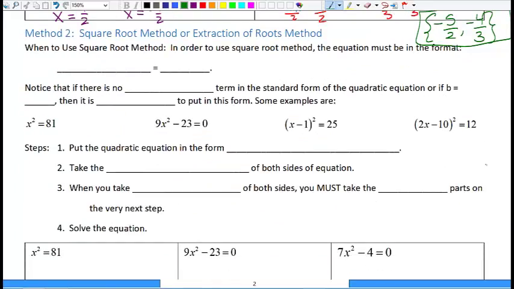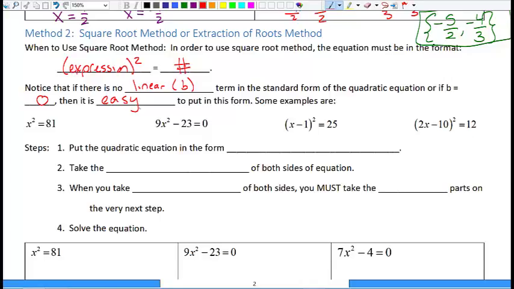Moving on to our next method, method 2, is called the square root method, or some books call it the extraction of roots method. In order to use the square root method, the equation must be in the format: the expression must be squared, and it has to equal some number. Expression squared equals a number. So notice that if there is no linear term, that's like the b or the middle term in the standard form of the quadratic equation, or if b is equal to 0, then it is easy to put it in this form.